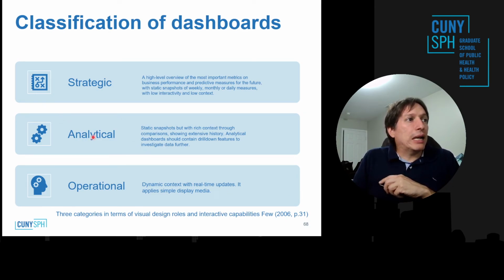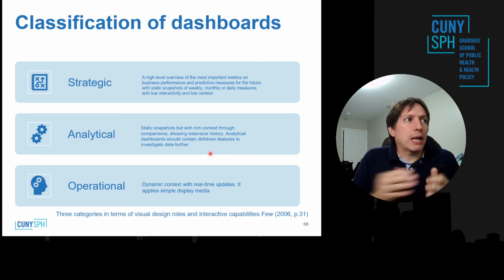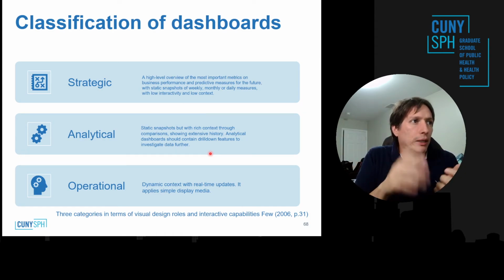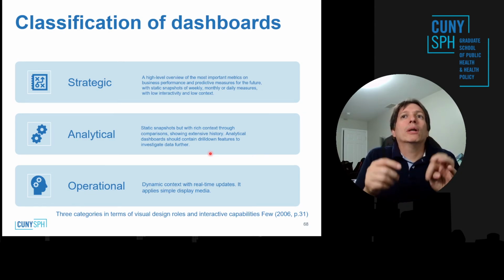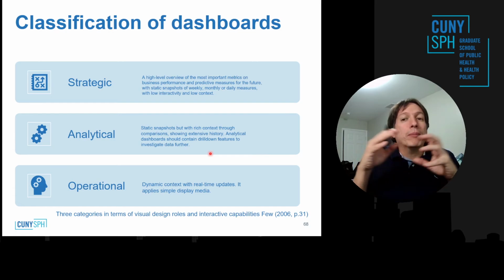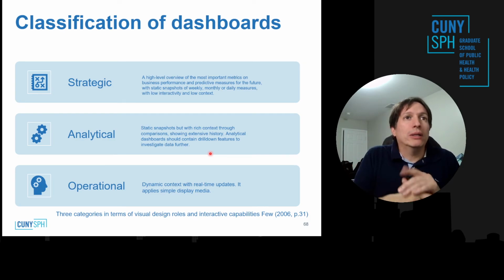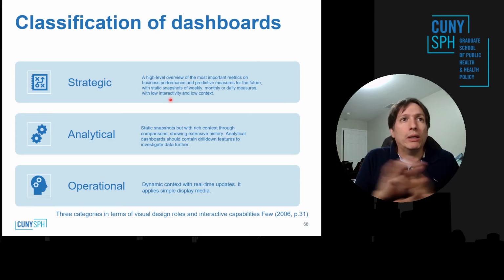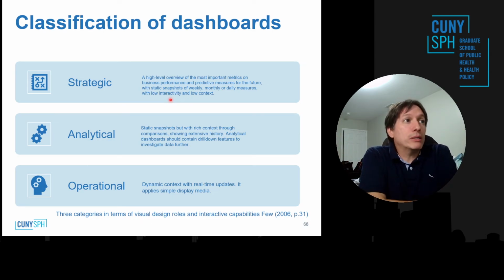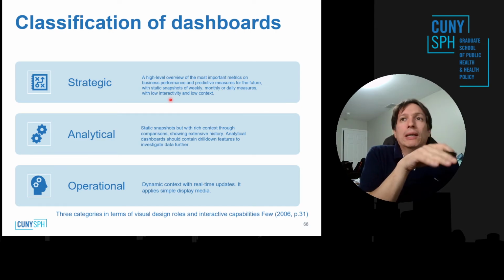The analytical dashboards are usually static snapshots in certain periods of time, like weekly, monthly, or yearly, depending, and they allow us to drill down into features and investigate data further. They allow us to understand a problem and how it's behaving over time, not necessarily to respond right now. And the strategic ones are high-level overviews of the most important metrics of a process or business performance, and sometimes they provide some predictive measures, and you can do some simulations of the future. Then it can do projections.